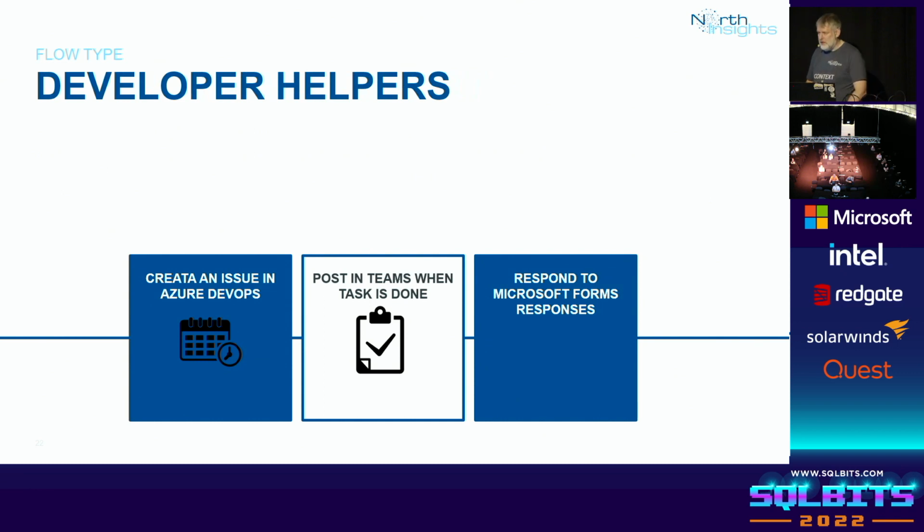Okay. Second to last, the fourth category, is what I call developer helpers. I don't know what else to call it. It's just some flows that have helped me when I've developed things.